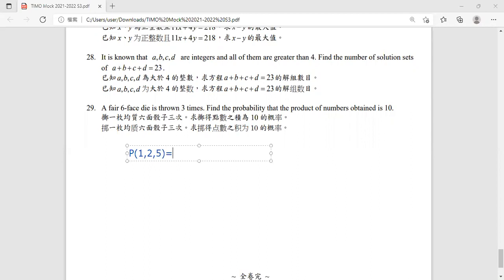How many combos of 1, 2, 5 are there here? Because I have 6 cases of 1, 2, 5, it's 6 over 2 and 6, which is 1 over 26. Okay?